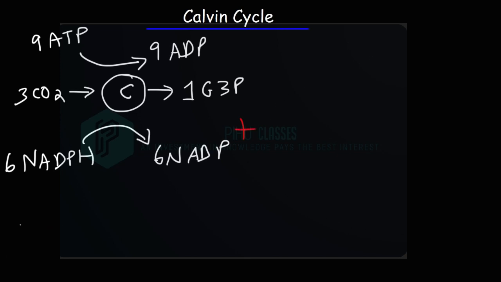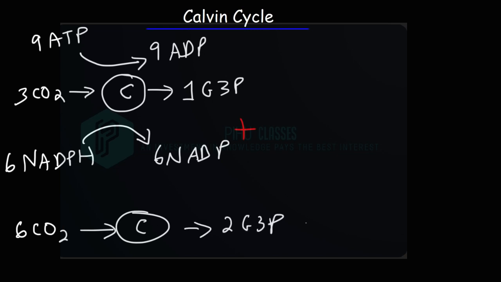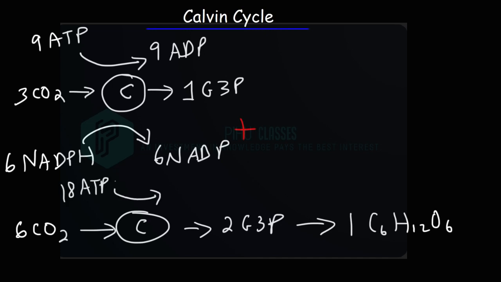Now, in order to make 1 molecule of glucose, we're going to need 6 molecules of CO2. And once that enters into the Calvin cycle, that's going to produce 2 molecules of G3P, which can be used to produce 1 molecule of glucose. And so we need to double the numbers. That's going to require 18 molecules of ATP and 12 molecules of NADPH. We just got to double everything.